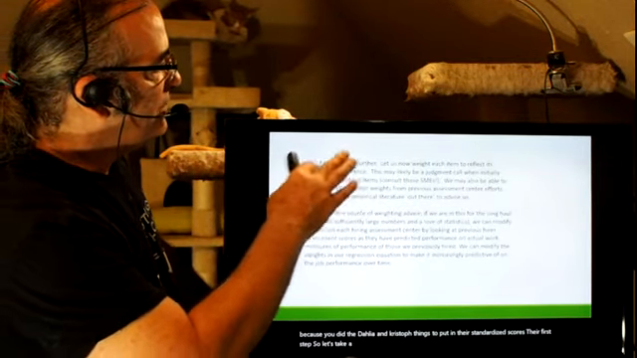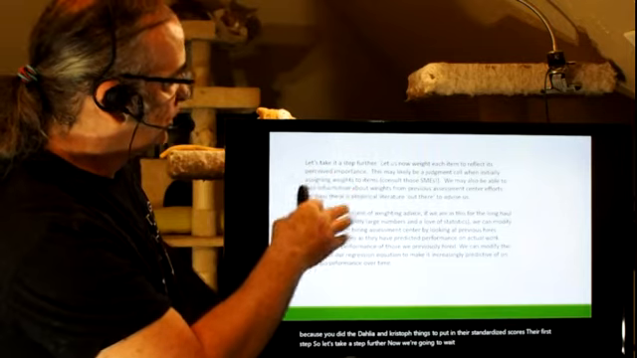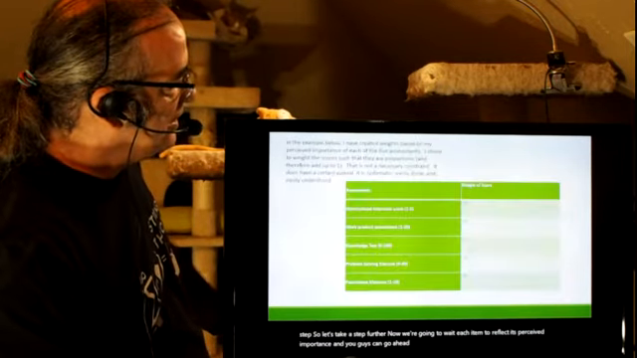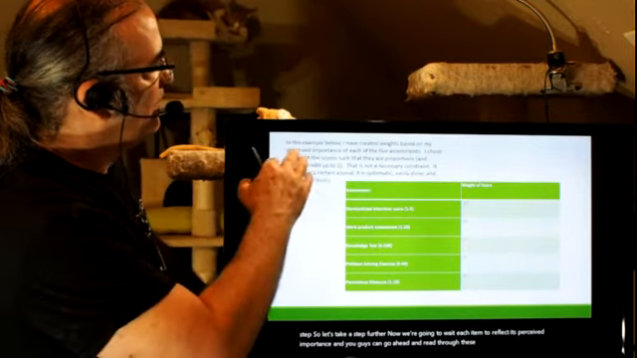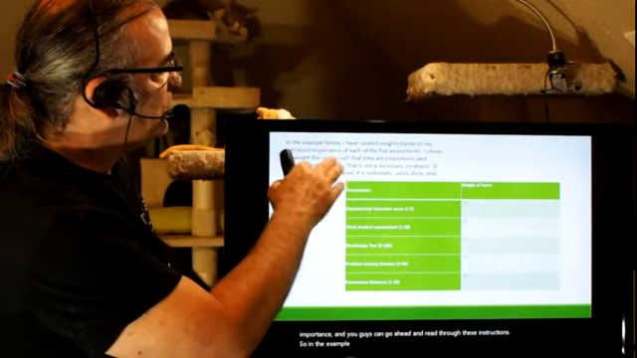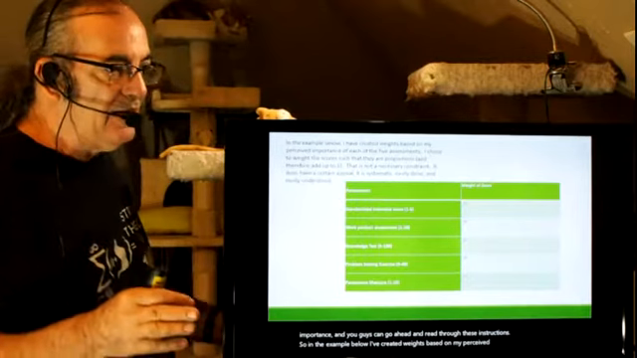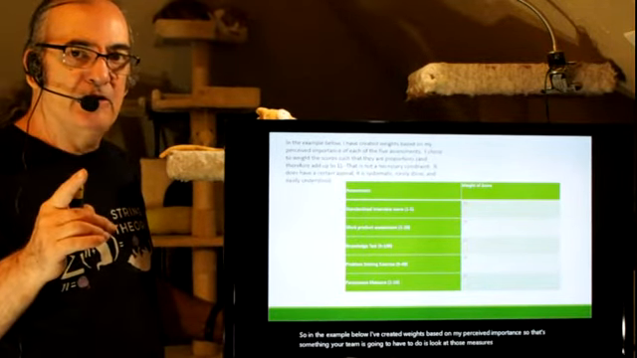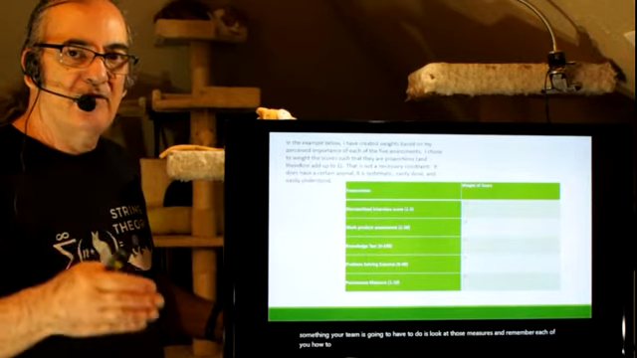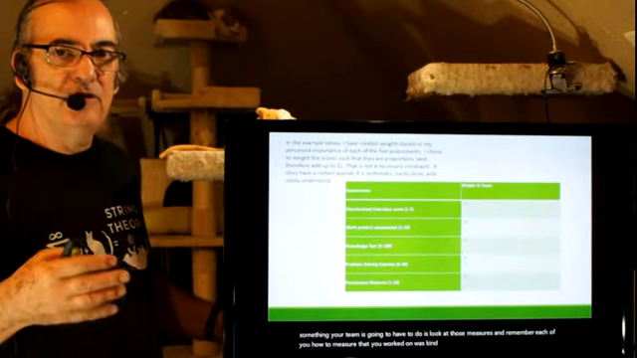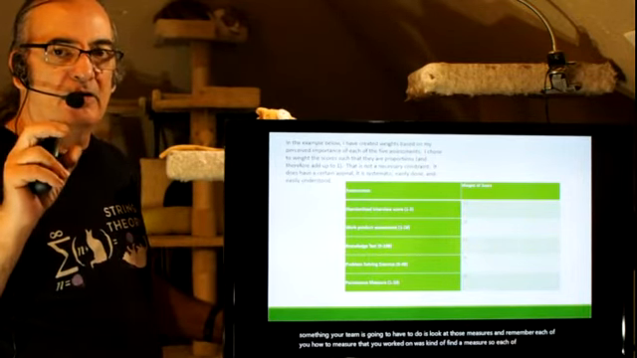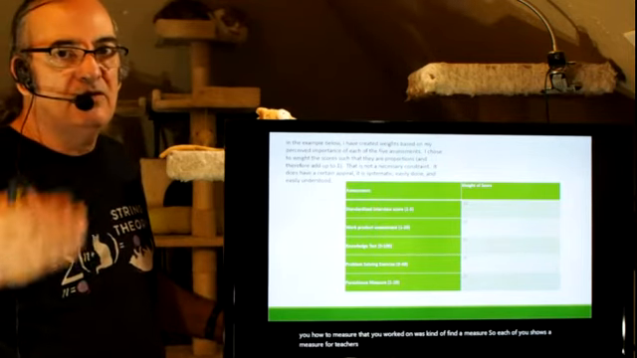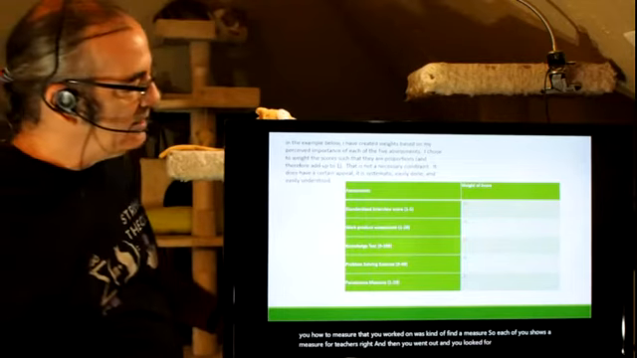So let's take it a step further. Now we're going to weight each item to reflect its perceived importance, and you can go ahead and read through these instructions. In the example below, I've created weights based on my perceived importance. That's something your team's going to have to do: look at those measures. And remember, each of you chose a measure for our teachers, and then you went out and looked for a measure and looked at the data on that.